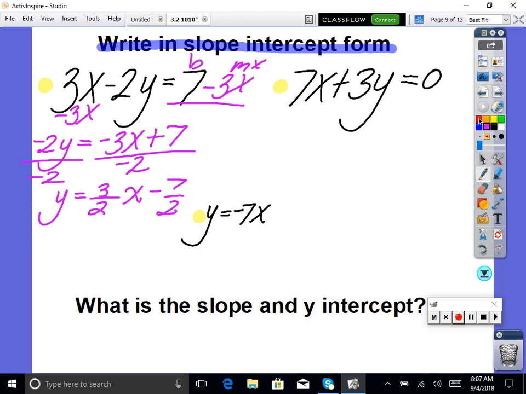So now it asks us, now that you have it in slope-intercept form, what's the slope? So I'm going to put an S for slope.